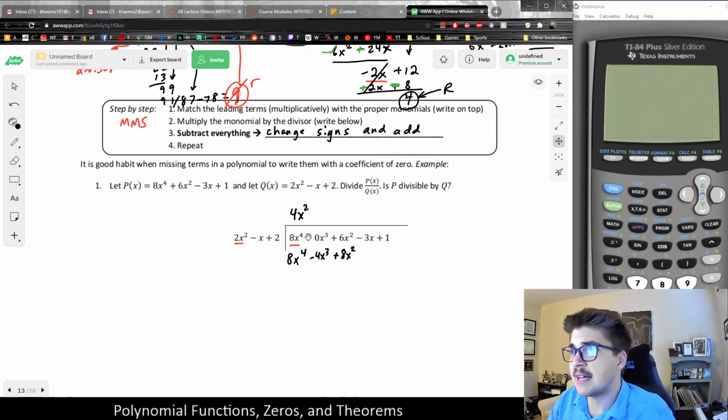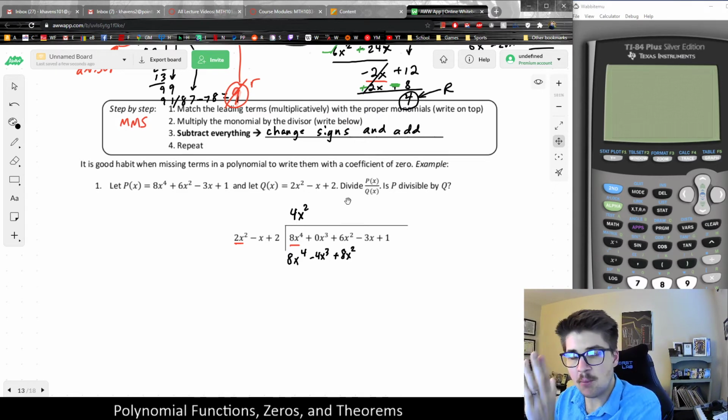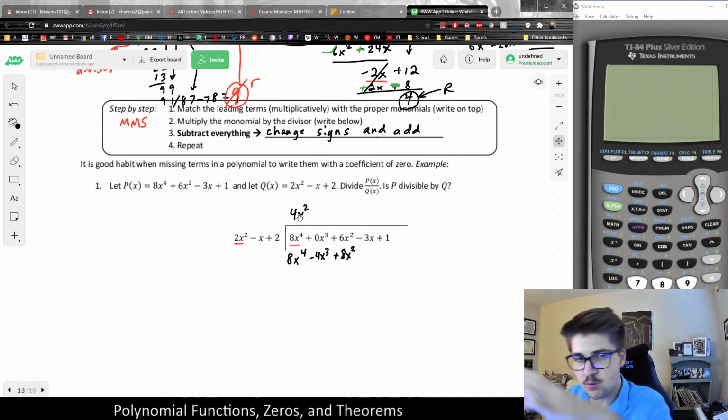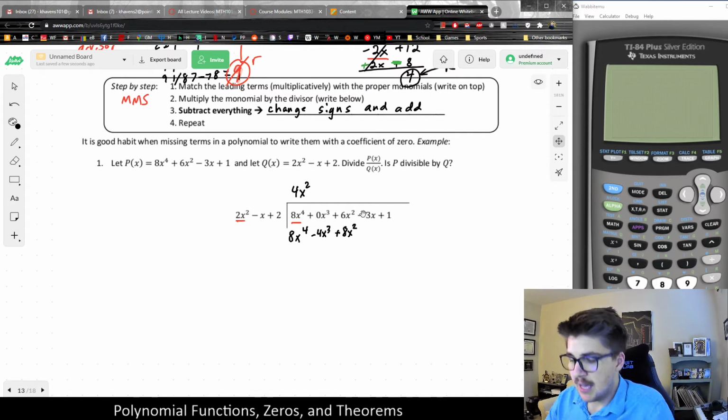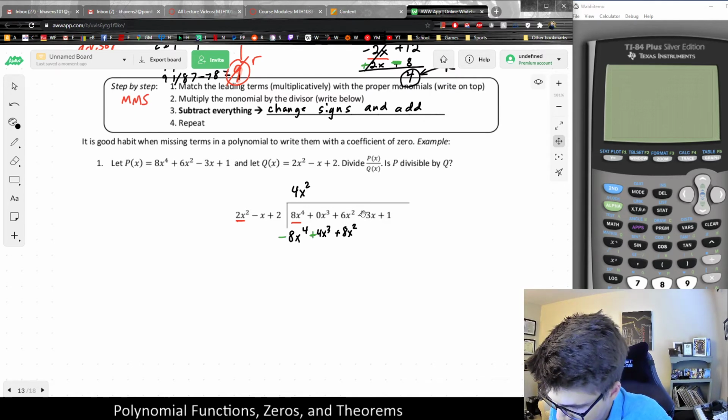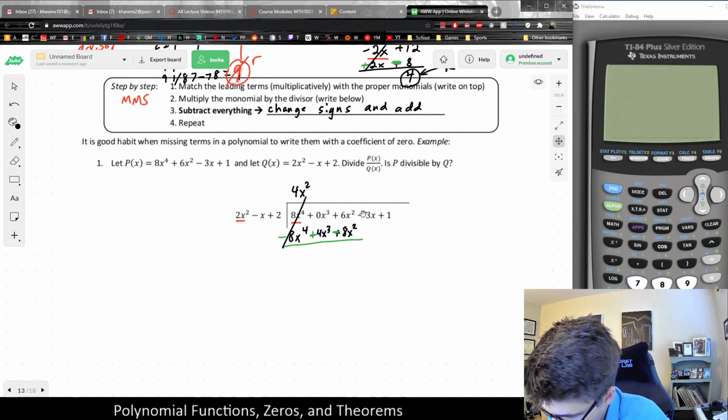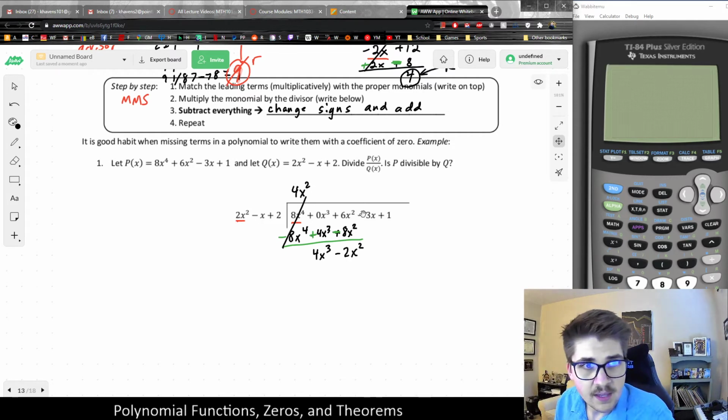And notice that putting that 0 there makes sure that all of those terms are nicely lined up, and there are no missing terms or misalignment of the degrees of each of the terms. And so then step 3 is to subtract. As I said in the last video, we're going to change all the signs and add. And that would leave me with elimination as it should. 0 plus 4 is 4x cubed, and 6 minus 8 is negative 2x squared. Then we're going to drop down the next term and repeat.